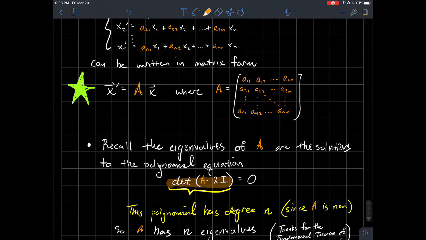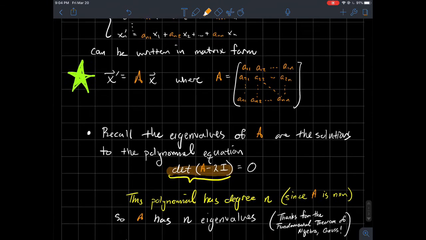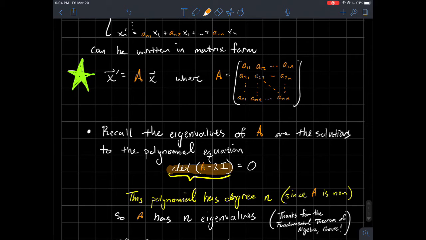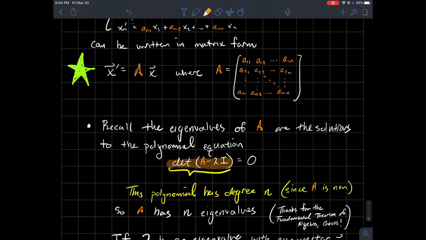Now, what else can we say from that? Well, if you've got a polynomial of degree n, you know that it's got n solutions if you're allowed to include complex numbers. That was the fundamental theorem of algebra, due to Gauss, who proved a whole lot of stuff in math, one of the most famous mathematicians of all time. So A has n eigenvalues.